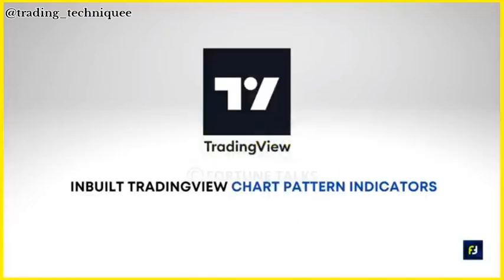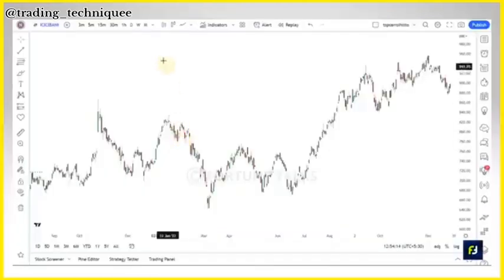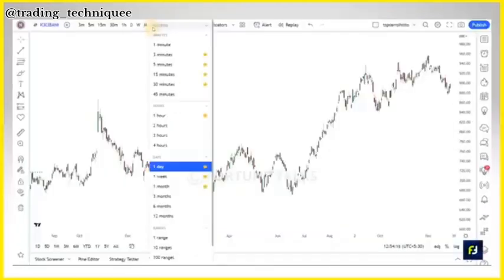The first method uses the inbuilt TradingView indicators for spotting chart patterns. This feature is only available in TradingView charts, so make sure you have at least a free account in TradingView. All you have to do is to select the chart of your liking, be it a stock or an index or a currency pair, and then select the time frame that you intend to trade the pattern in.